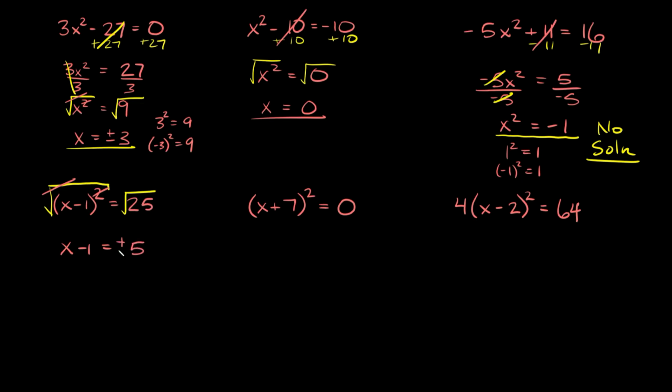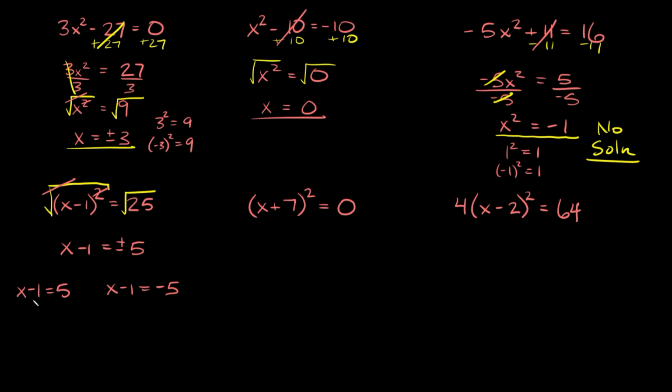And then you want to put your plus or minus again. So here, we're going to have two answers, or two equations, really. So we have x minus 1 is equal to positive 5, and x minus 1 is equal to negative 5. So we can write those out.